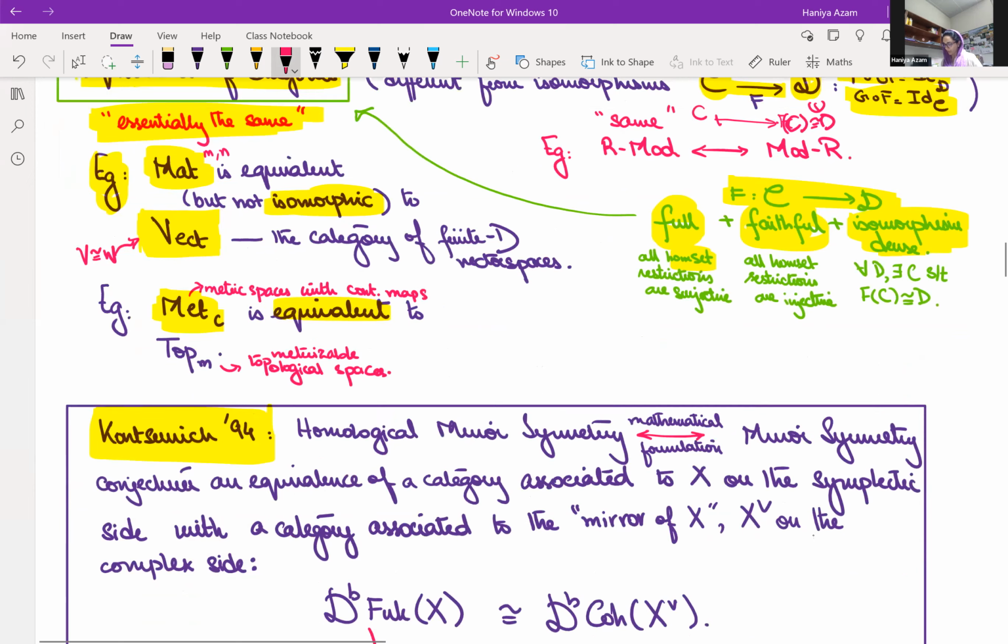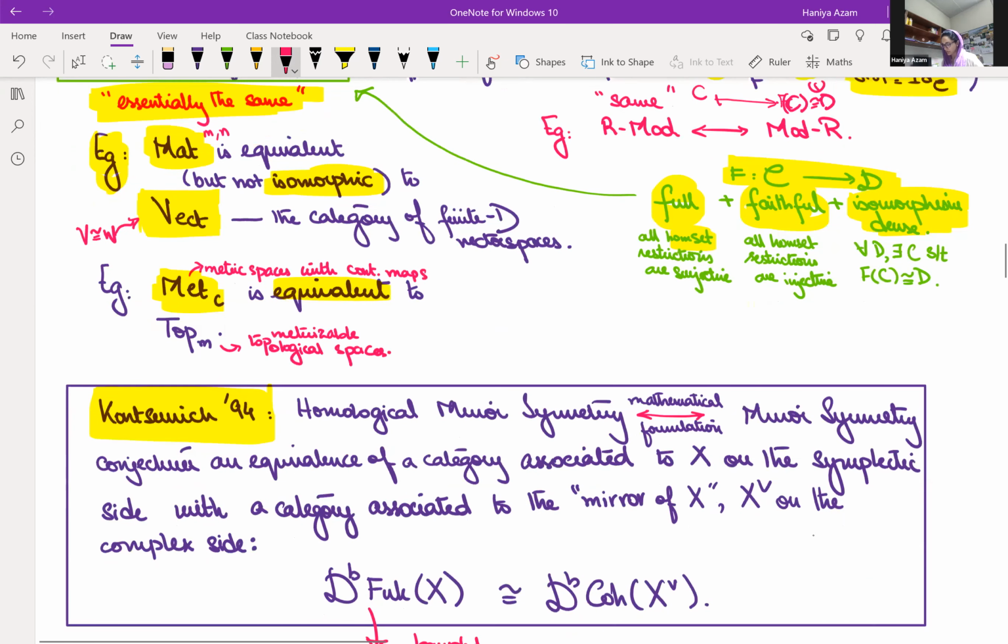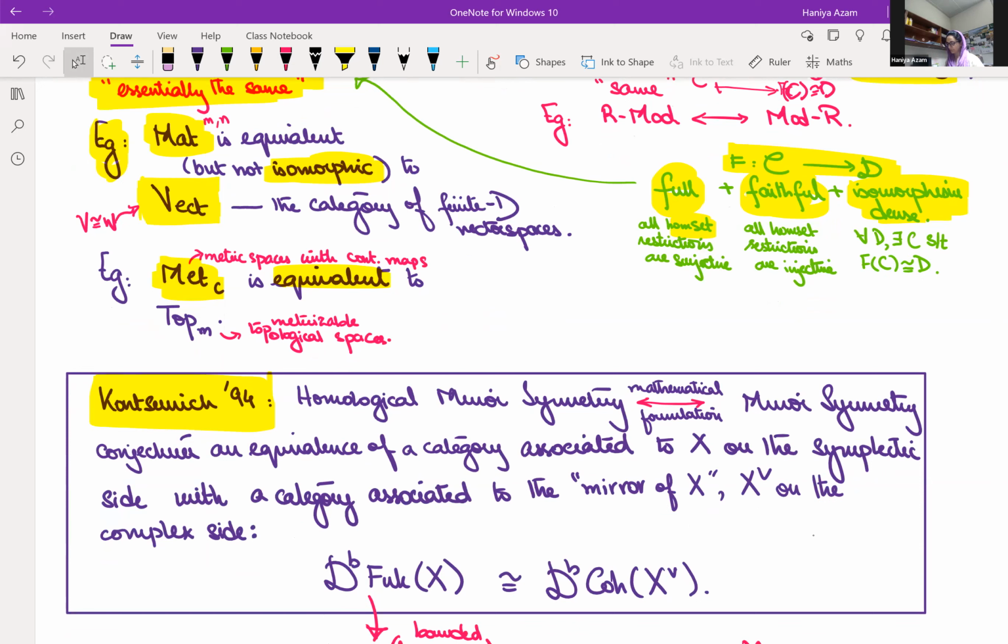All right, so back to homological mirror symmetry. Kontsevich in 1994 gave the homological mirror symmetry conjecture, which is a mathematical formulation of the mirror symmetry conjecture. There was a phenomenon that physicists observed, and then they made this conjecture for mirror symmetry, and this is basically just the mathematical formulation of that. I have a problem with these arrows going both ways because it's really not going both ways. Maybe I should just draw it this way.